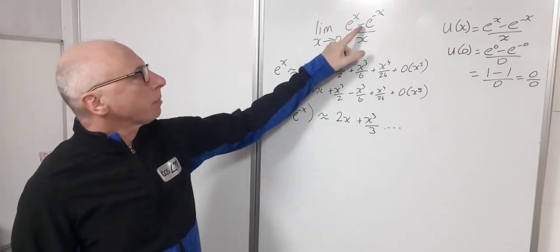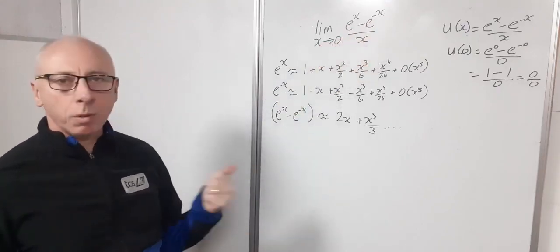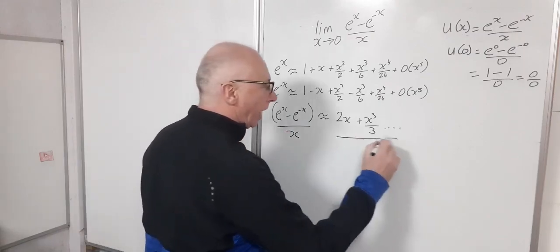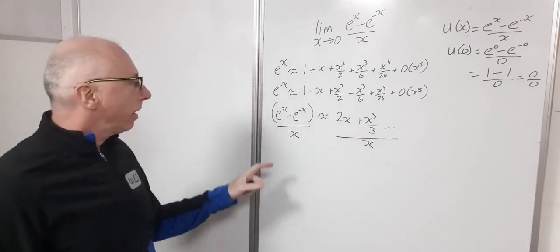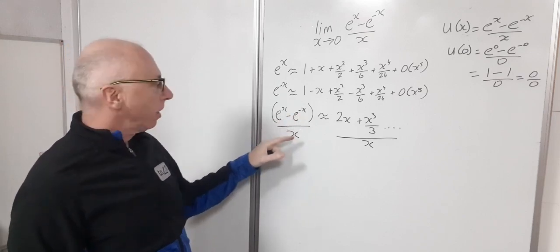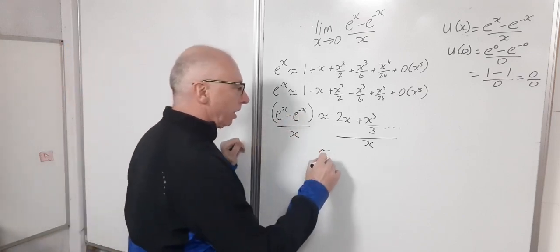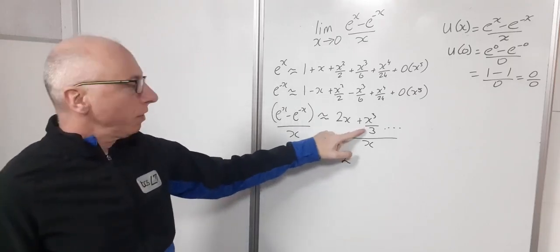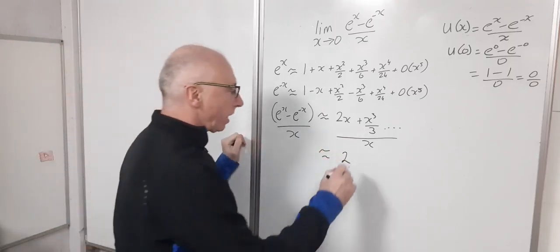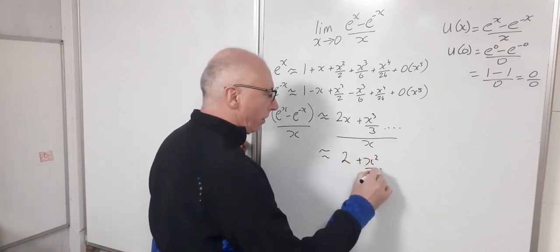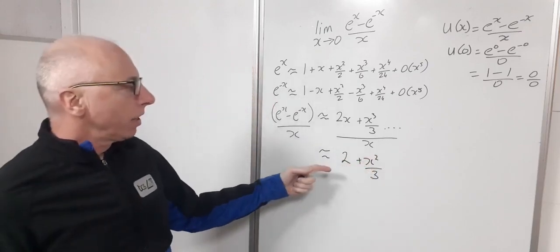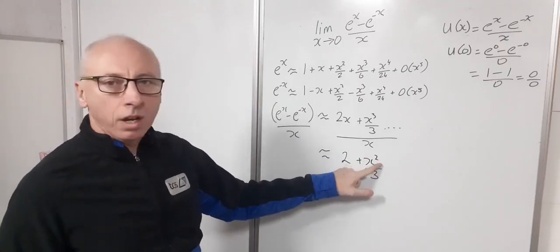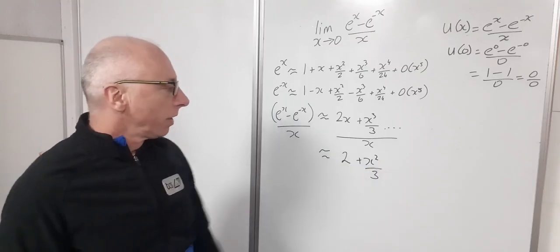But we want e to the x minus e to the minus x divided by x. So all we've got to do now is just divide through by x. So if we divide through all by x, what that's going to leave us now is e to the x minus e to the minus x over x is now approximately 2x divided by x. That gives me 2. X cubed over 3 divided by x is going to give me x squared over 3 and so on. Now if we wanted to carry on all the way along, all our even indices would be continued.